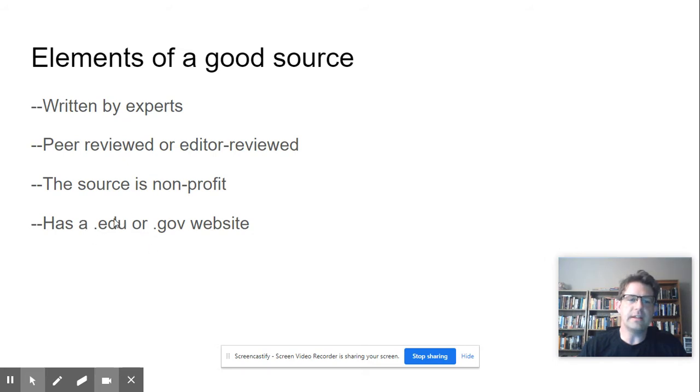So if you see a .edu or a .gov website, you should be okay on that as well. That .gov means it's the government, and usually their statistics are accurate or close enough to accurate. And .edu is going to be a university, and they're nonprofit. Okay.